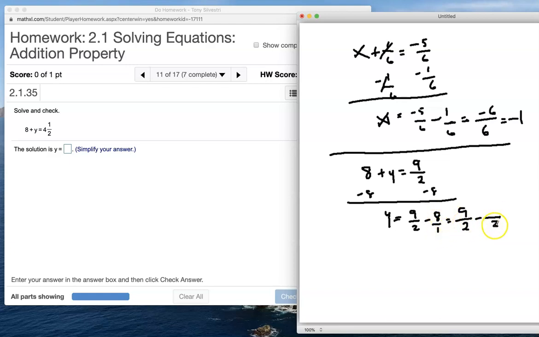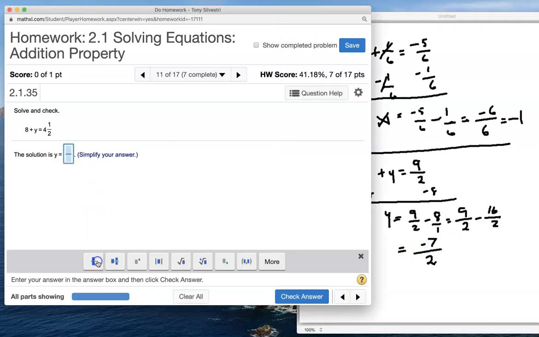8 over 1 has to have a denominator of 2, which means you multiplied the bottom by 2, so you have to multiply the top by 2. That gives me 16. Now I can do this problem. The answer in the end will have a 2. 9 minus 16 is -7, and that's my answer. y equals -7 over 2. There it is. -7 divided by 2. Enter.